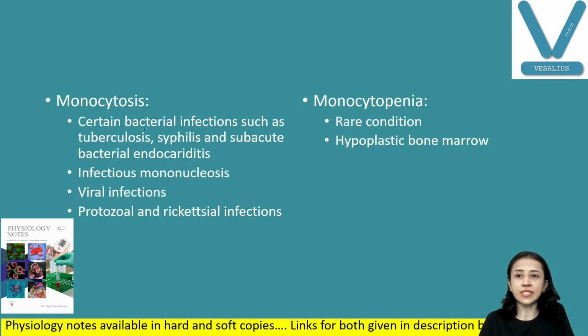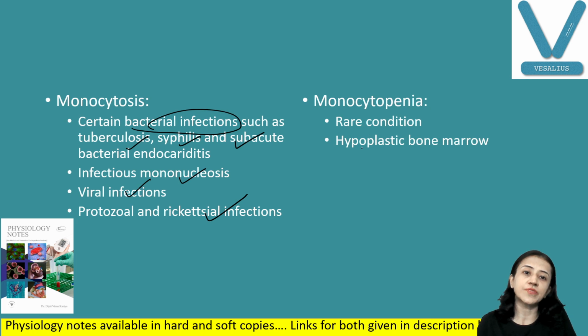Monocytosis, an increase in the monocyte count, is found in bacterial infections like tuberculosis, syphilis, and subacute bacterial endocarditis, in infectious mononucleosis, after viral infection, and in protozoal and rickettsial infection. Whereas monocytopenia is a rare condition which is found in hypoplastic bone marrow.